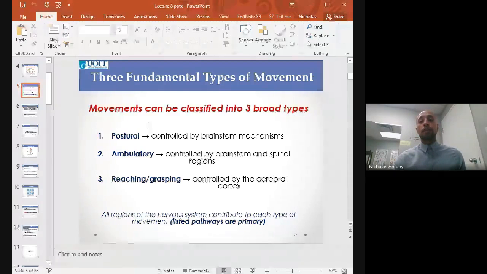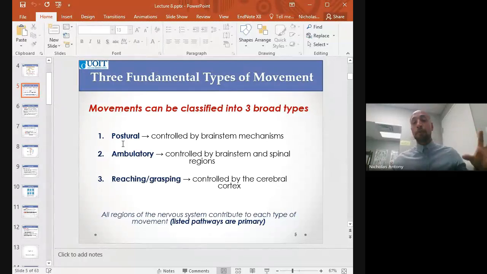Because these three classifications of movements are controlled by a mechanism, and the mechanisms would be putting everything together in terms of the different pathways that we've learned. And so the three broad classes of movements are postural movements, those movements that are designed to contract the core muscles in a way to keep us stable. Ambulatory movements, these are those movements that are required to move us, whether it be walking, running, jumping, hopping, to get us from one place to another. That's going to generally use a type of pathway or mechanism.